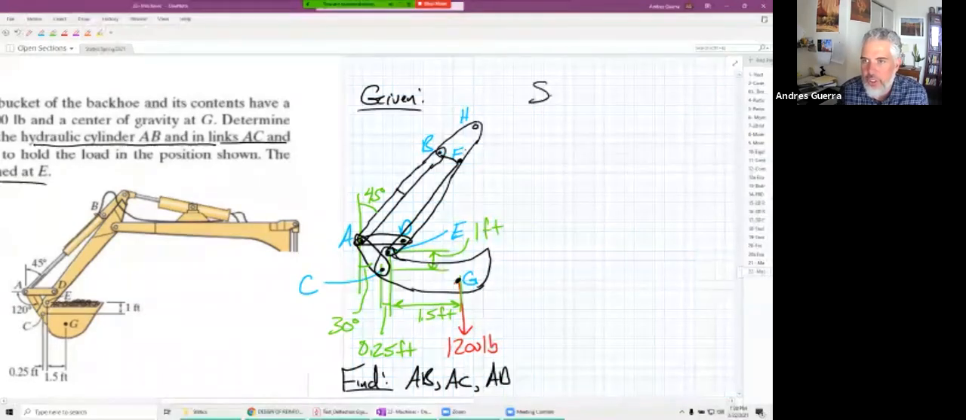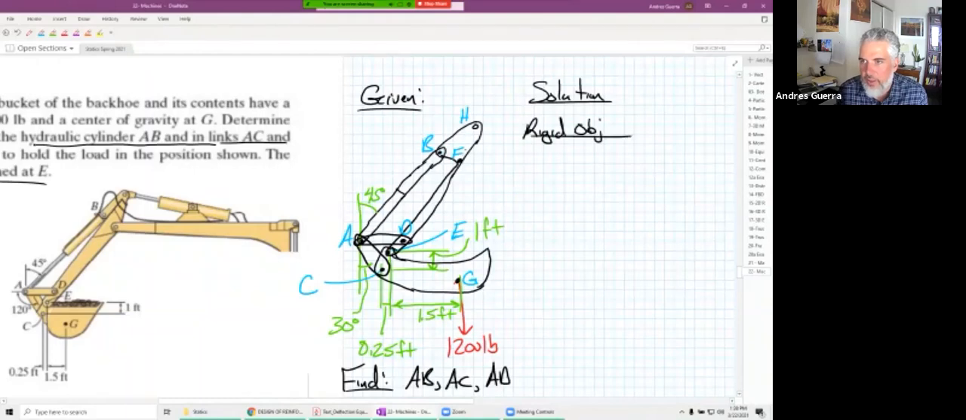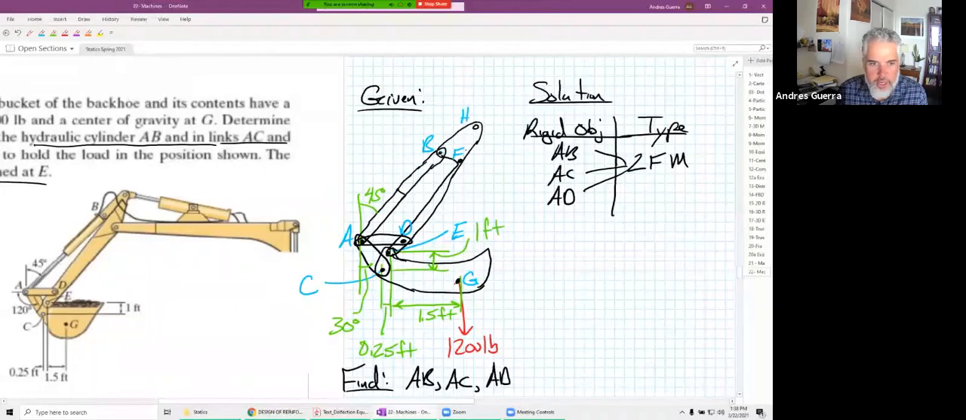Okay, so for our solution, again, let's set up all of our rigid objects and their type. Well, Adrian got us going on those three, the AB, the AC, and the AD, and those are all two force members, for all three of them. What's another rigid object that we have on there? Well, how about the bucket? CEG.